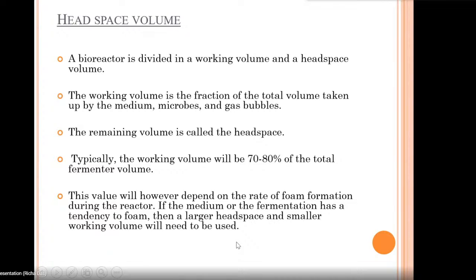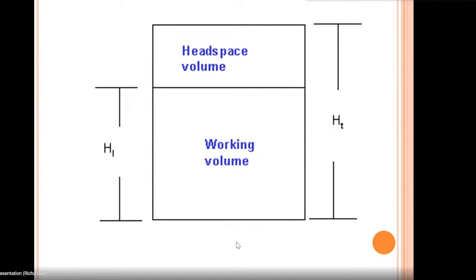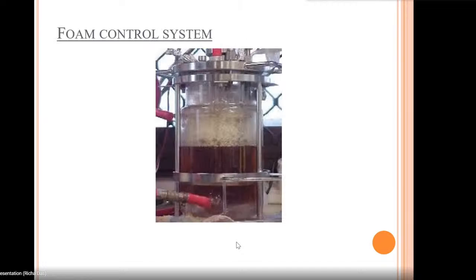Okay, now let me tell you why. First of all, let me show you another diagram that will give a clear picture of what the headspace volume is. This is a fermenter, a glass fermenter. It is made of glass, and we can see that this top portion, which is empty, is the headspace volume, and this portion, which has your production media as well as the microorganisms, is the working space. So I think it is clear what the headspace is.